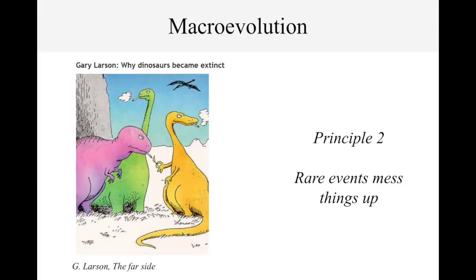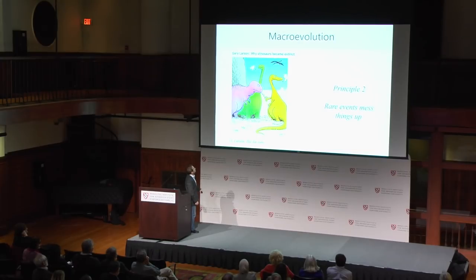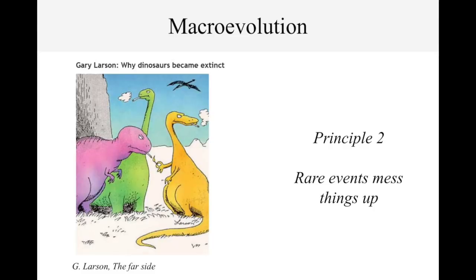The second principle is that perhaps on longer time scales, on what we call macroevolution, you have some other stuff going on, right? Perhaps rare events mess things up, like the extinction of the dinosaurs and things like that. Here, Gary Larson is perhaps not as good in the explanation, but you get the point.